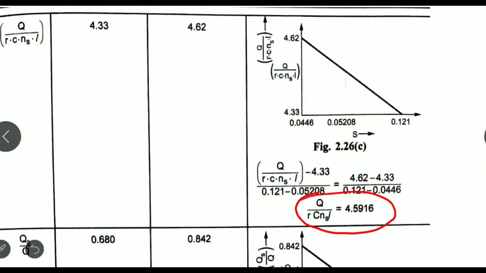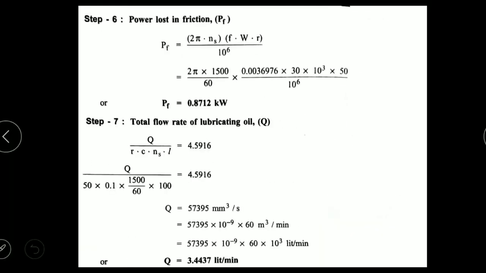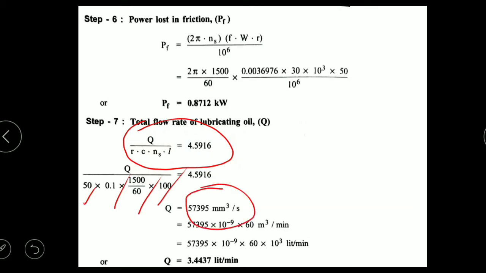Okay. Now they are interested to know what will be the Q, the flow rate they want. So just go to the next slide. Now see, Q by RCNs we have calculated as 4.59. So everything is known, R, C, Ns, and this will be the length 100, which is equal to, so Q is 57395 mm cube per second.